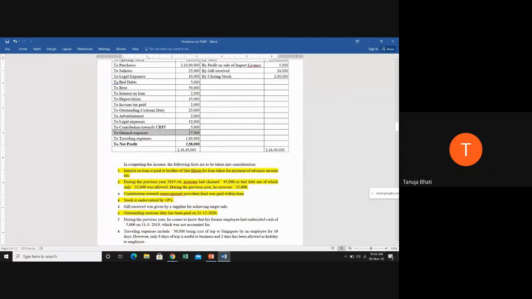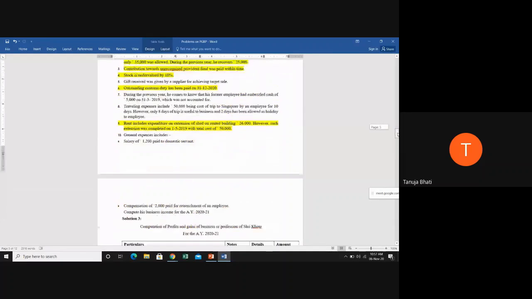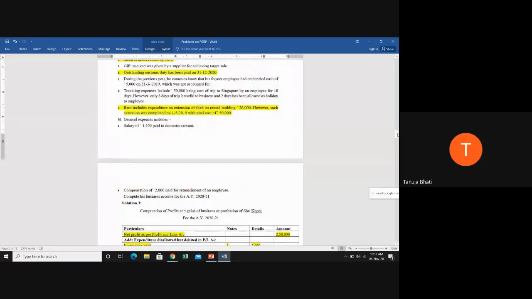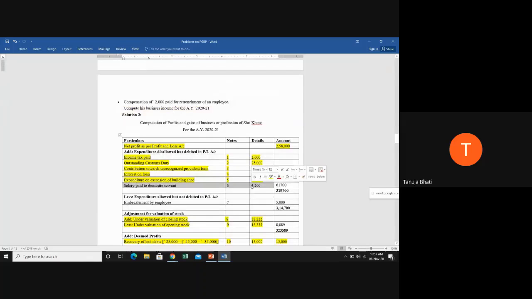Next, general expenses is how much? 17,500. Now without seeing the additional information, this 17,500 is allowable. But let us quickly see if there is some information given. General expenses include salary of 1,200 paid to domestic servant. Now tell me students, salary paid to domestic servant, allowable or disallowable expenditure? Quickly. Disallowed. So this salary paid to domestic servant, we are going to completely disallow it, 1,200.